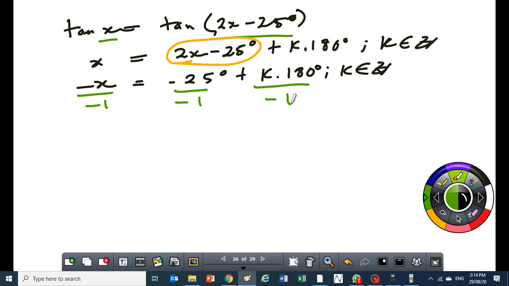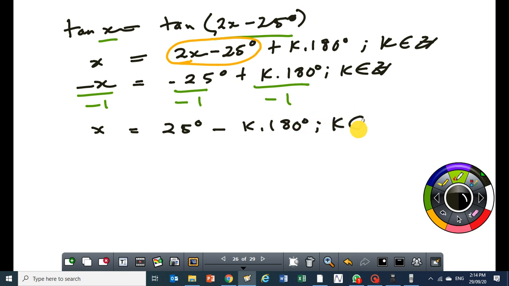If you do that, your final answer is going to be x is equal to positive 25 degrees plus or minus. It's very possible that you can have a minus here, depending on the question. So don't be surprised. For this question, involving a plus, the plus changed to a minus because of the nature of the question. So this becomes k times 180, but k is still an integer. So this will be your final answer. That's your general solution.